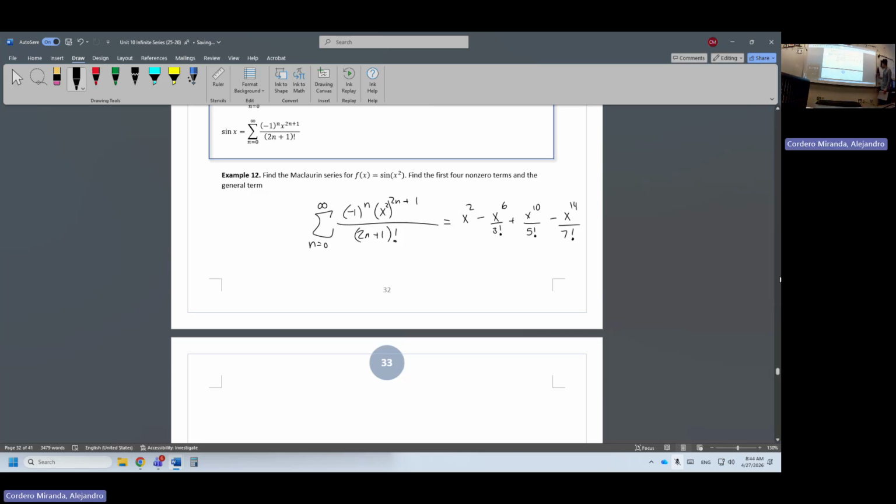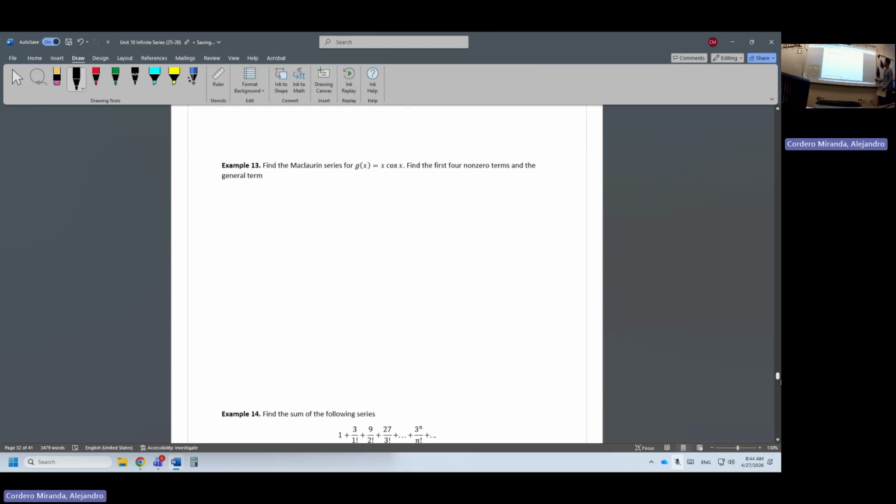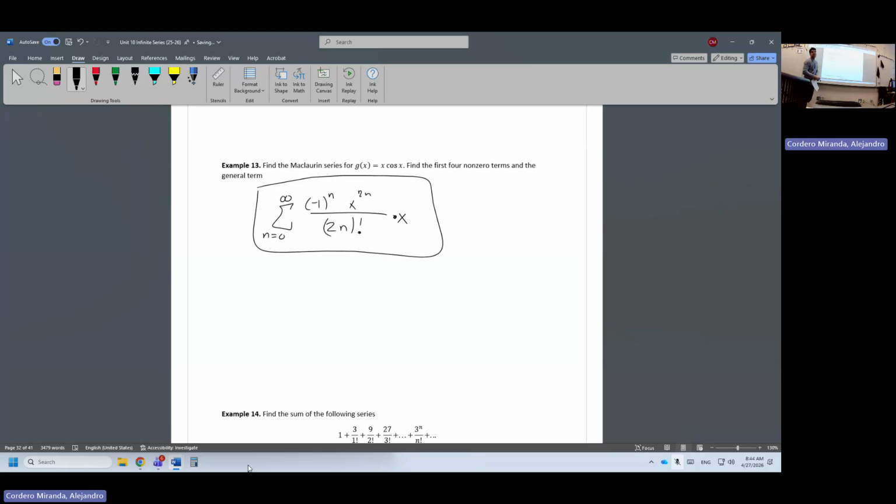All right, next one, we're running out of time. Find the Maclaurin series for x times cosine of x. I won't find the first 4 terms, because I know that you guys can handle that. But if this was cosine of x, then x times cosine of x is just this times another x. Boom, I'm done. Or if you wanted to, you could take x times x to the 2n and make it an x to the 2n plus 1. But I don't have time to show you.